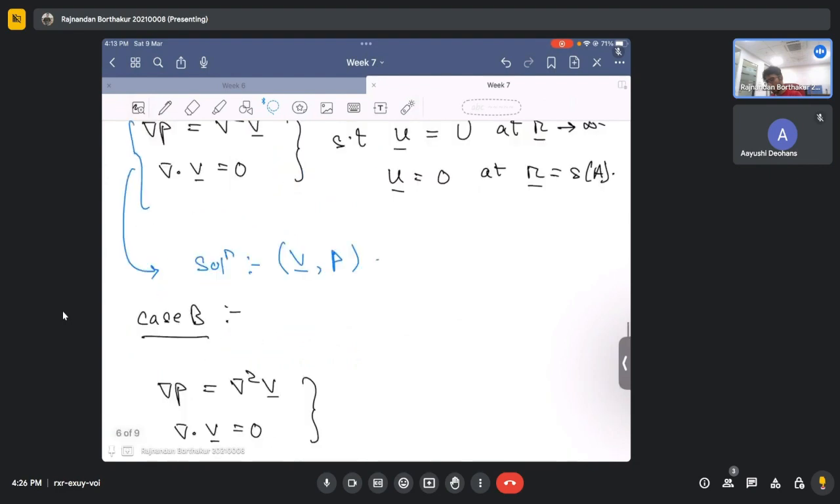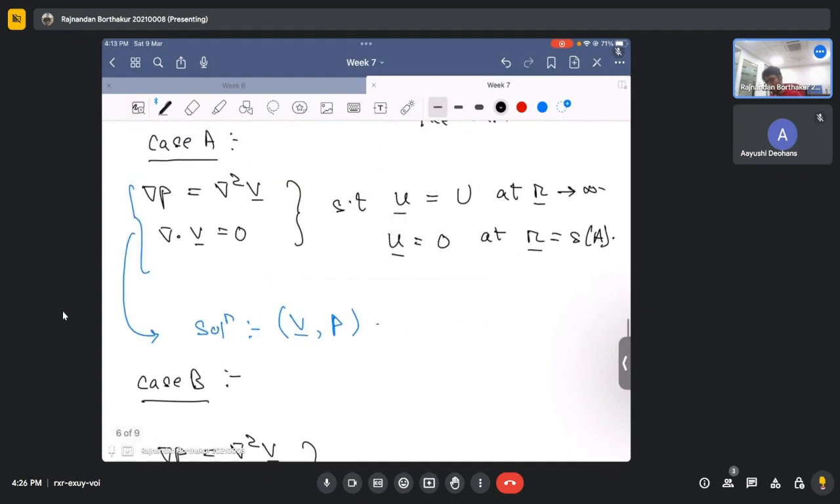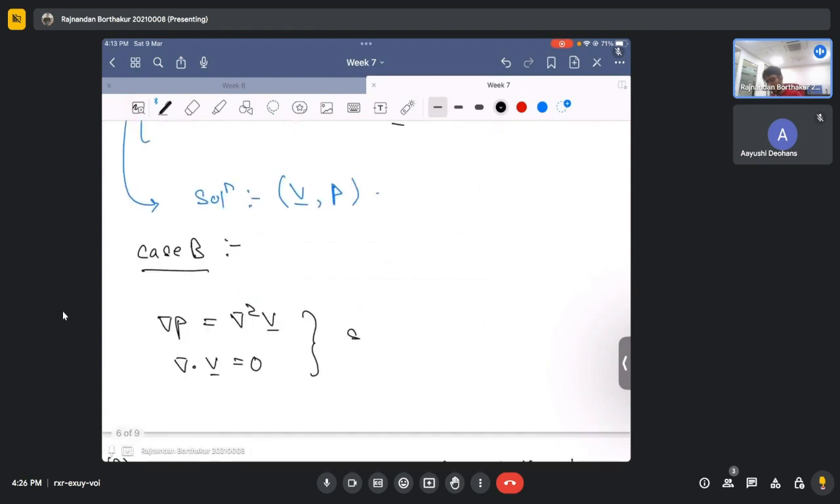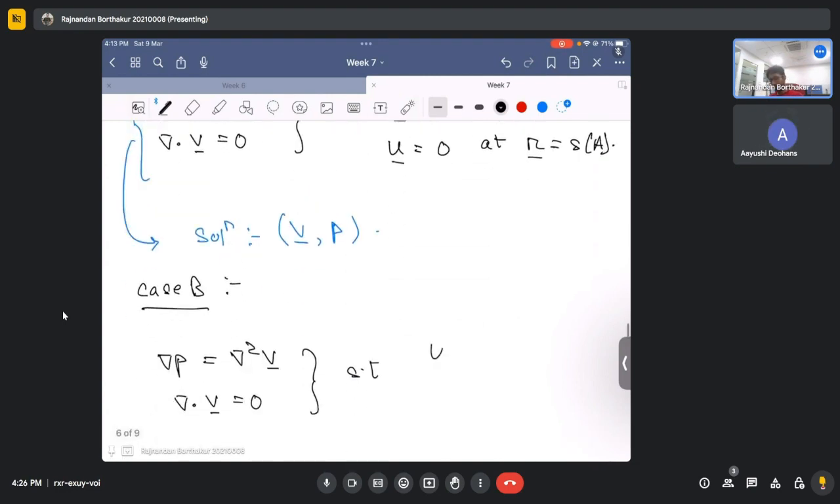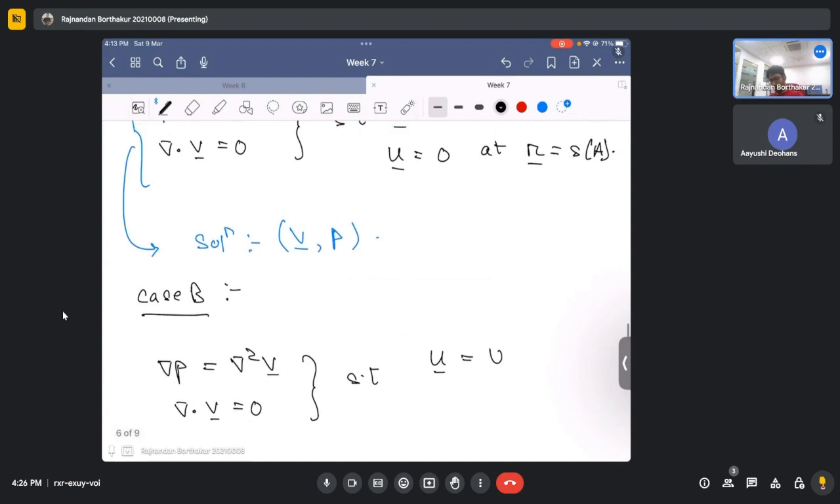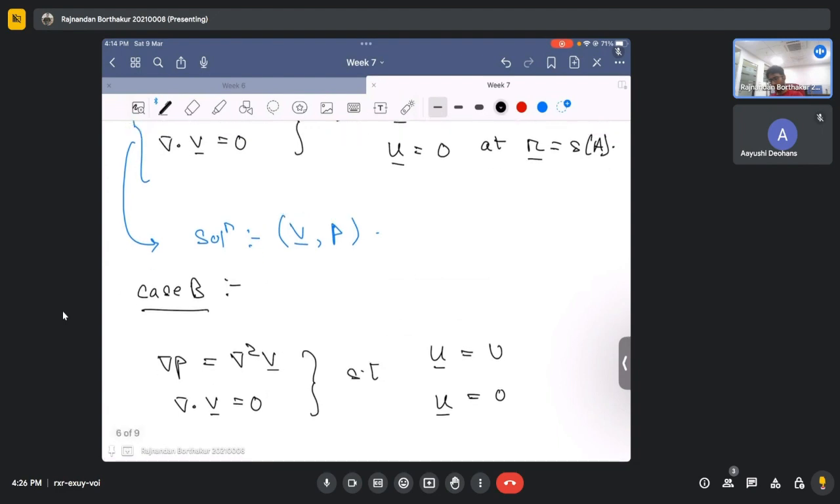So we solve these equations in case B. Subject to what? Can you tell me? Particularly the boundary conditions now in case B. Same. It's the same, right? Because the objects are the same. Okay. So I'll just write it: u at the surface is equal to u, and this u basically goes to 0 at infinity. So this is at infinity and this is on the surface.